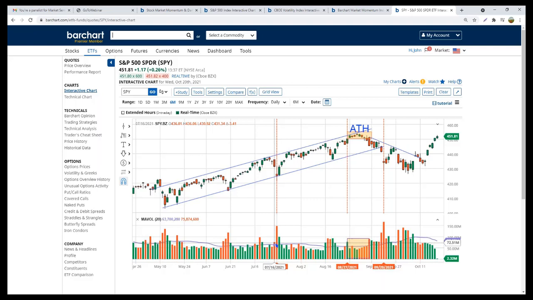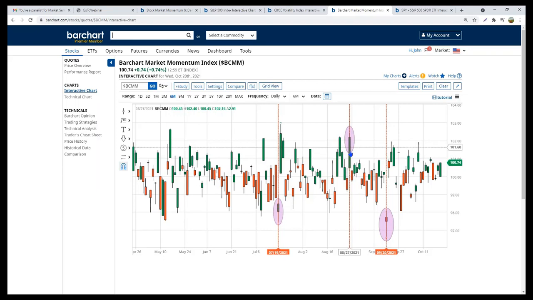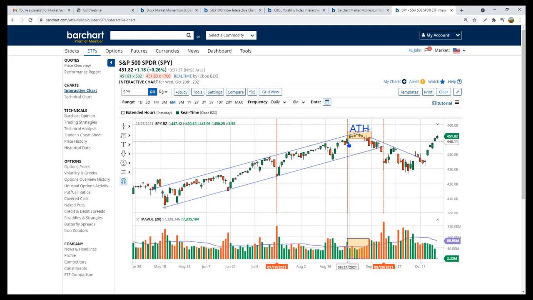The other date we talked about was the August 27th date. Again, let's go back to the market momentum. And you can see we had an outlier to the upside, a big thrust of stocks that are going up versus those that are going down. And if I look at that day, here it is, August 27th, this was the day the market made a new all-time high. What happens afterwards?